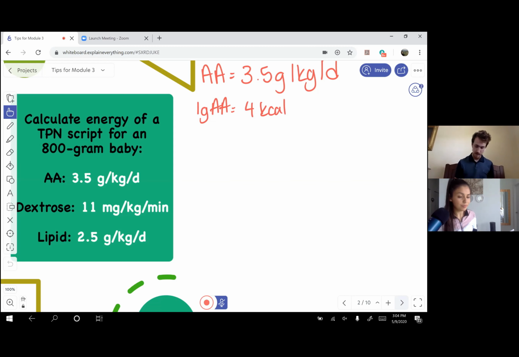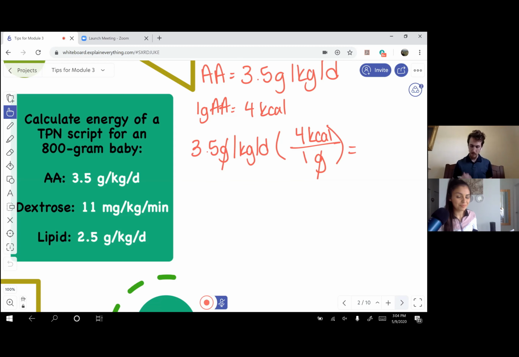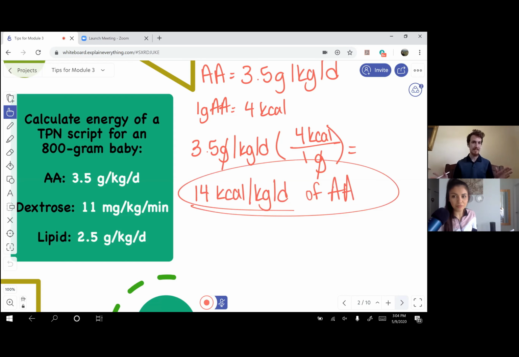Okay. So in this case, we have 3.5 grams per kilogram per day. We're going to multiply this by 4 calories per 1 gram. In doing so, the grams will cancel out, and 3.5 times 4 will give us 14 calories per kilogram per day of amino acids. Okay, that's simple. It's my favorite one. So let's take note of that and move on to the dextrose.